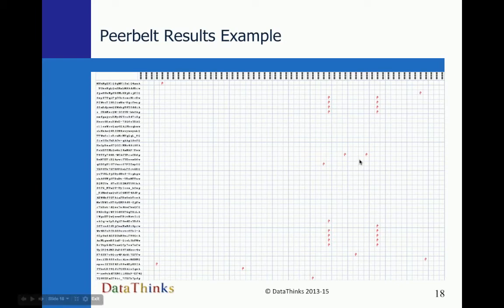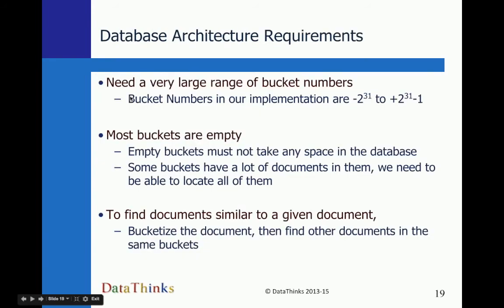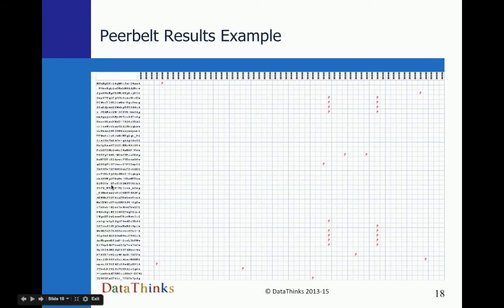And so this is an example of what the matrix, or the index, that gets built looks like. As you can see, the matrix can actually be quite sparse. These little red dots are where we had matches, and these here are the hashes for the actual documents.